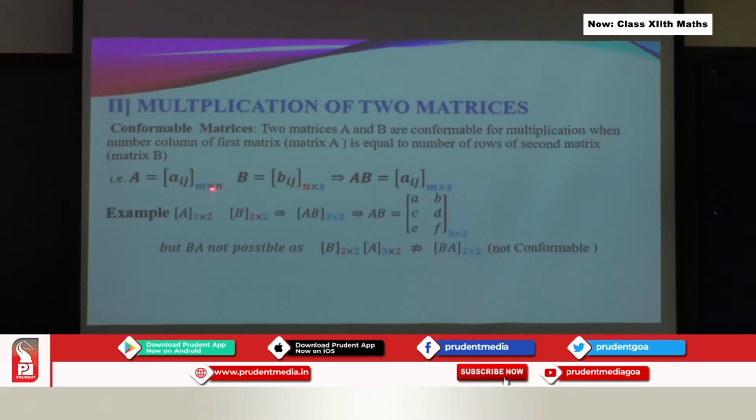Now look at the general format here. Matrix A has the order m cross n. The number of columns of the first matrix, that is n, is equal to the number of rows of the second matrix, that is here n. Look at this, n. So since both are the same, the matrix multiplication is possible.